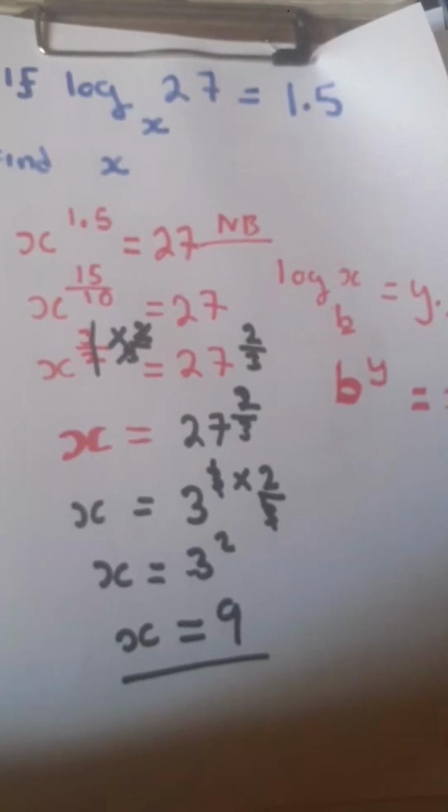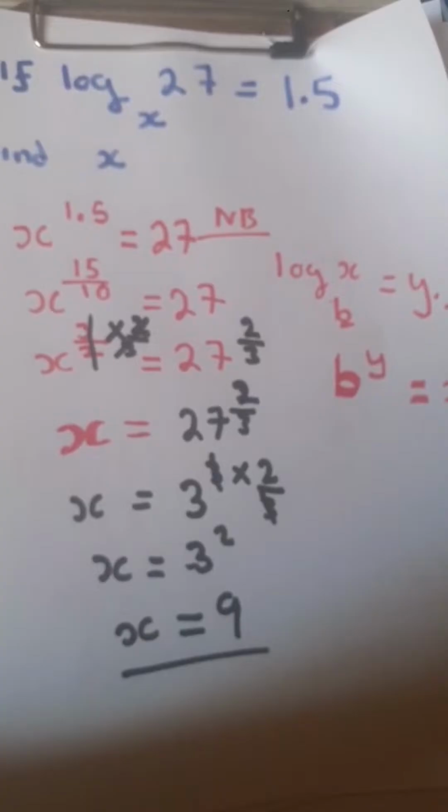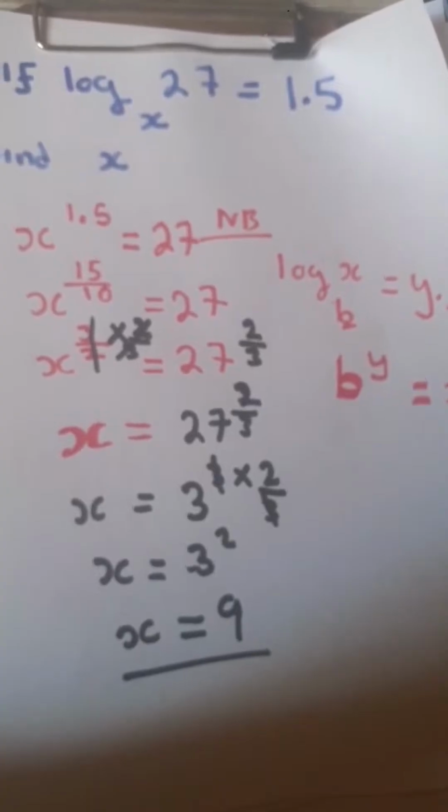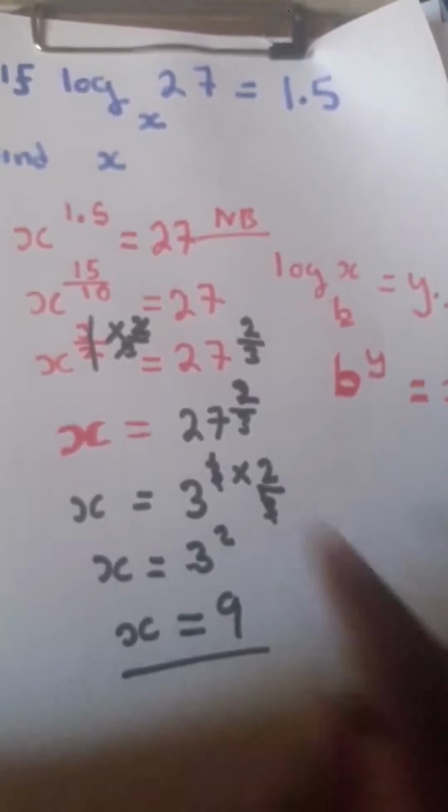so as we divide by 3, as we divided by 3, it's now x to the power sides.